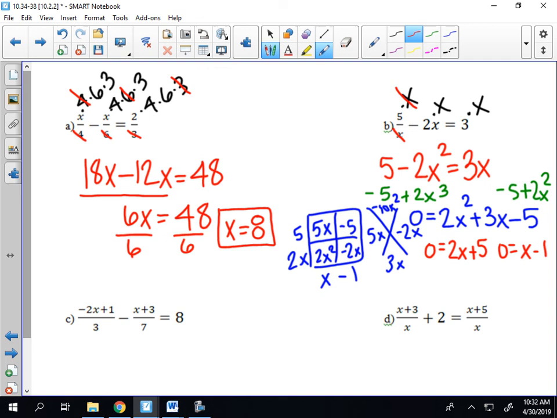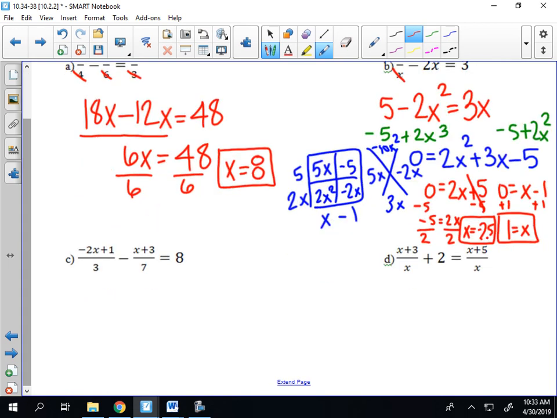Well, here's an easy one. Add 1 to both sides. 1 is one of my solutions. The other one, I have to take away 5. Negative 5 equals 2x. Divide both sides by 2. And x equals negative 2.5. So I've got my two solutions.